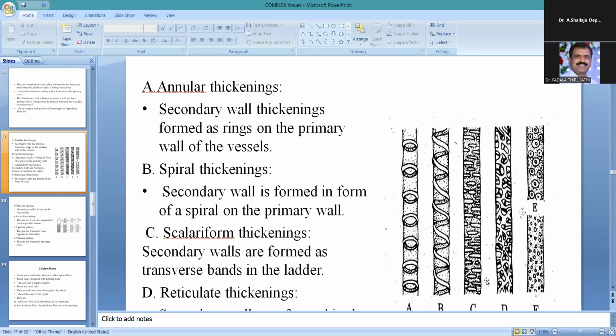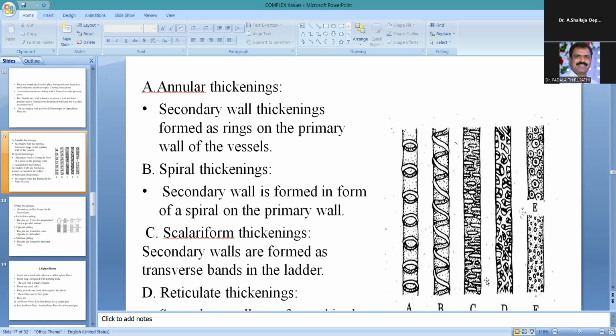See here, the first one, A, is annular thickenings. Secondary wall thickenings are formed as rings on the primary wall of the vessels. See here, on the primary wall, those are annular thickenings. Circles like that, rings on the primary wall of the vessels. And B is spiral thickenings. Secondary wall is formed in the form of a spiral on the primary wall.